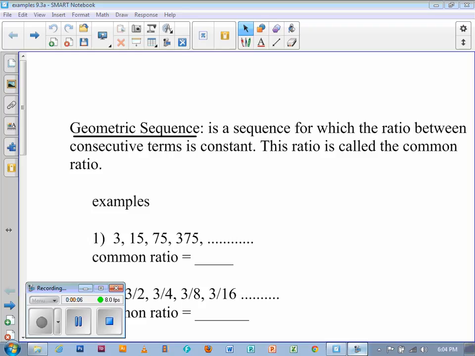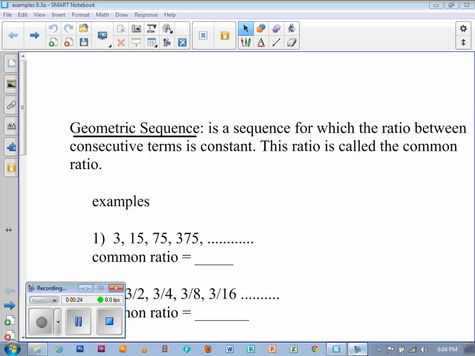Today we're going to be exploring geometric sequences. First of all, let's define what a geometric sequence is. As you look at your notes, a geometric sequence is a sequence for which the ratio between consecutive terms is constant. This ratio is called the common ratio.